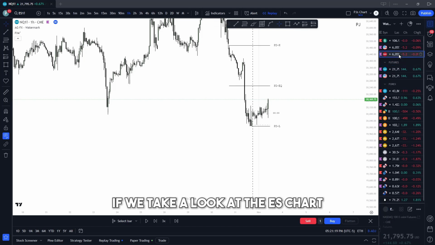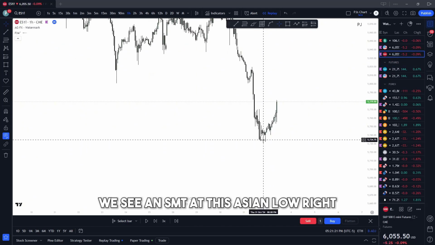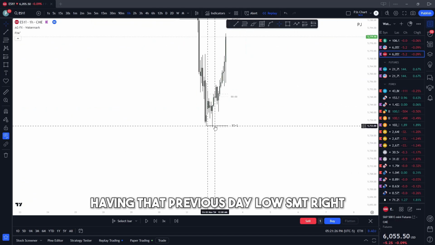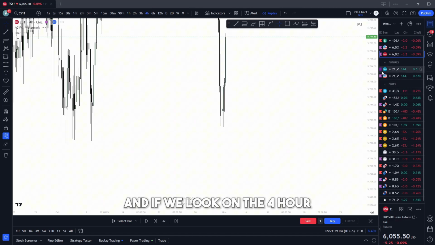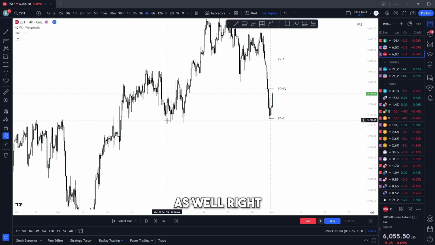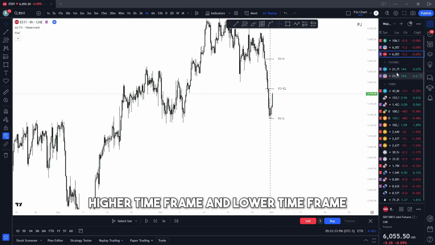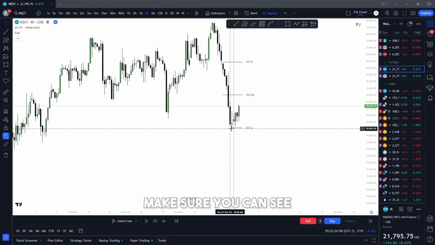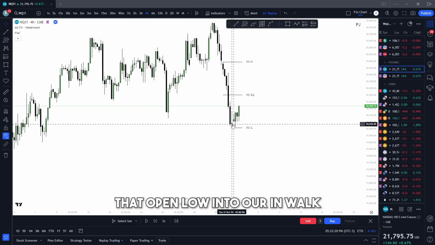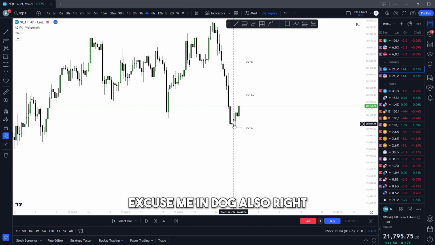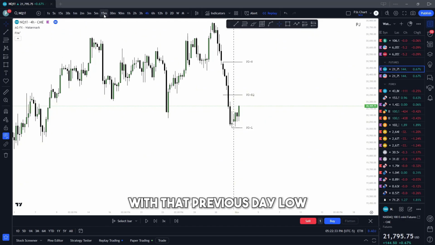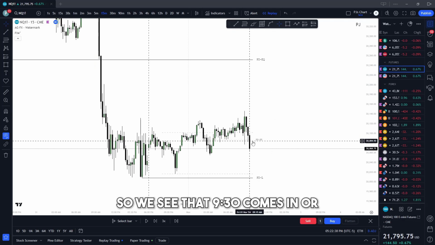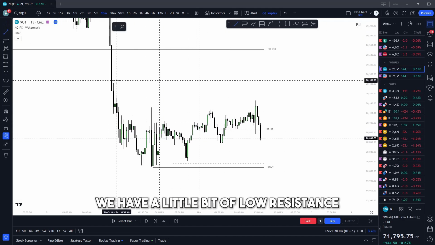Also, if we take a look at the ES chart, we see an SMT at this Asian low, which is very, very important, having that previous day low SMT. And if we look on the 4-hour as well, an SMT below these lows, higher time frame and lower time frame. That's the key there. Zoom in, make sure you can see that open low into our indog, also with that previous day low, putting in another protected low.